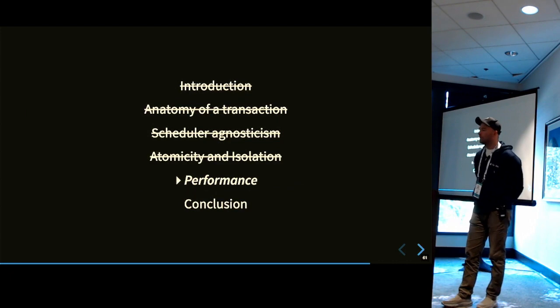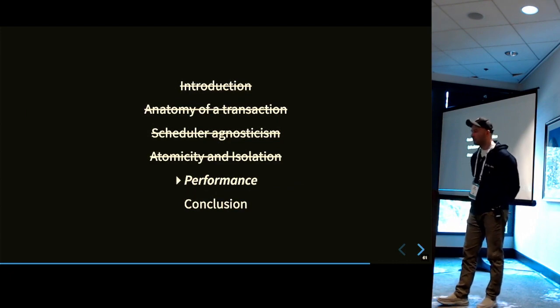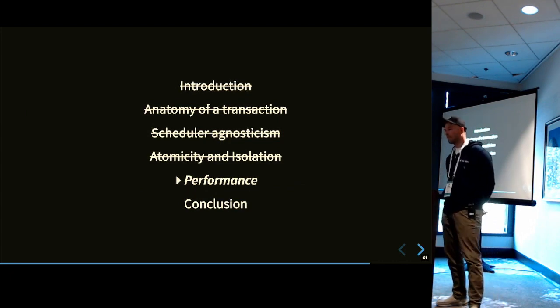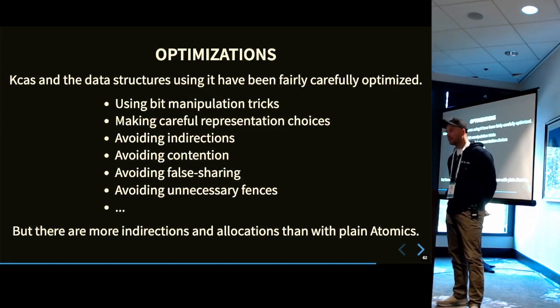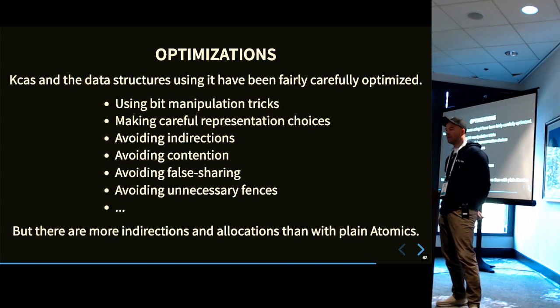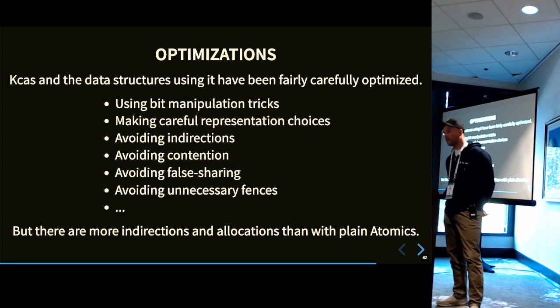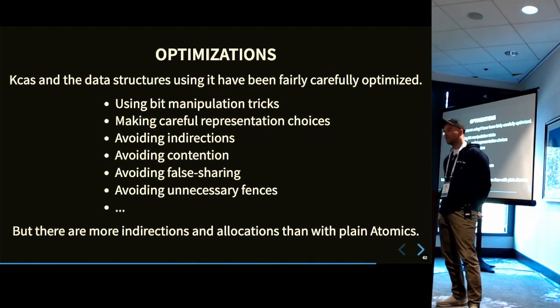Before concluding, let's briefly discuss another elephant in the room, performance. While I have spent a great deal of effort optimizing kcas, it is clear that transactions have some unavoidable overheads in the form of additional indirections, allocations, and memory accesses compared to the use of plain atomics, for example. How does kcas actually perform?